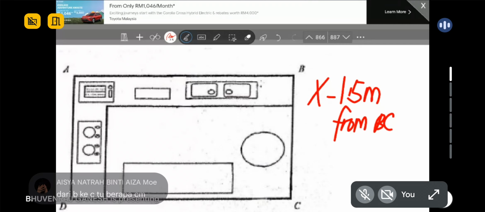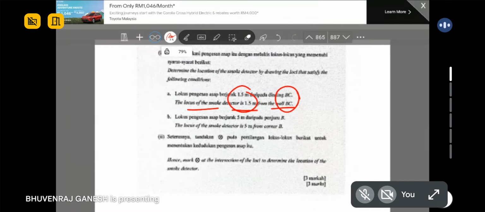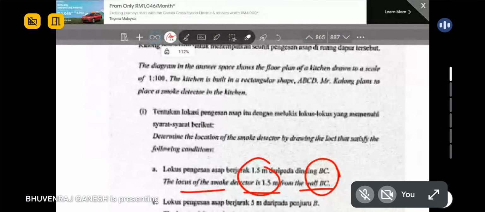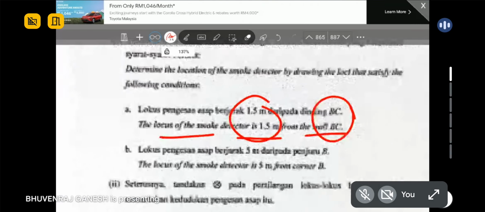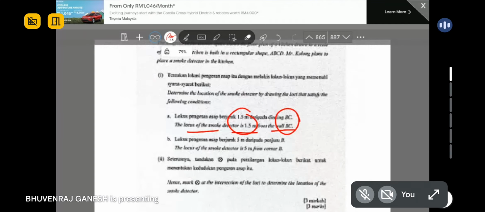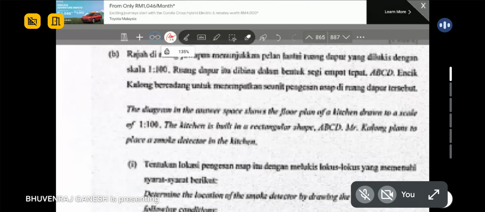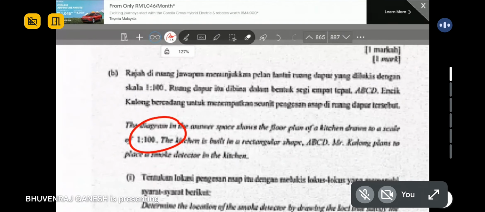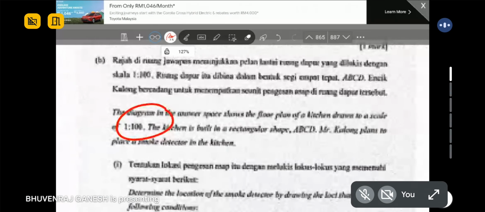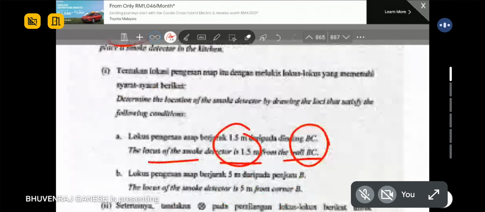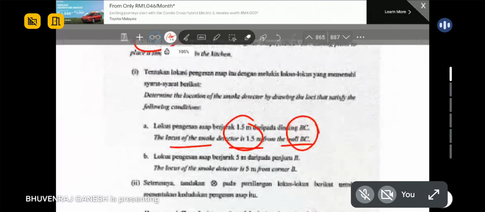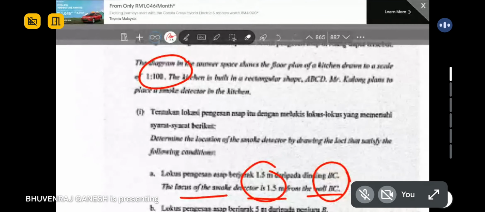You guys must imagine a bit. Kamu kena bayangkan. Dari B ke C tu berapa cm? Soalan tak bagi tahu, guys. Question never tell any info. Tapi kamu tahu sesuatu perkara. 1.5 meter dari BC. So, okay, there is one more thing over here, guys. There is a scale. Cuba nampak. Dia bagi skala. 1 to 100 cm. So, you guys must actually use the scale lah. Okay, kamu kena guna skala.